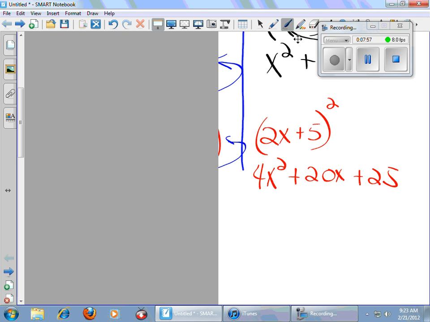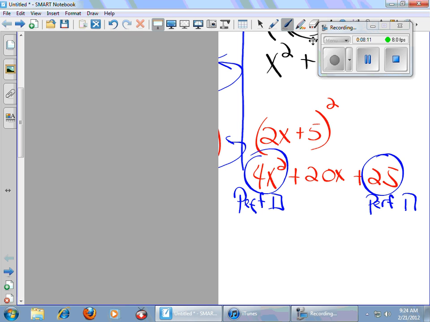here's how this works. You may not realize this, but you see this guy? He's a perfect square again, isn't he? Perfect square. So is 25. Perfect square. All right. The square root is 5 over here. The square root over here is 2x. What is 2x times 5? 10x. Doubled? 20x. If that's the case, it factors as a perfect square trinomial.